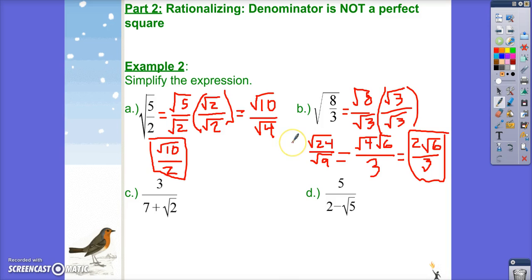So what do we get here? Square root of 24 over square root of 9. With 24, always ask yourself, can you split it up further? Yes, square root of 4 times square root of 6. And you get 2 root 6 over 3.